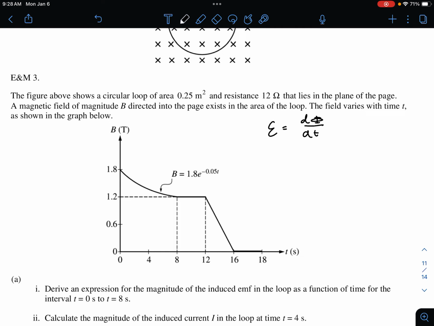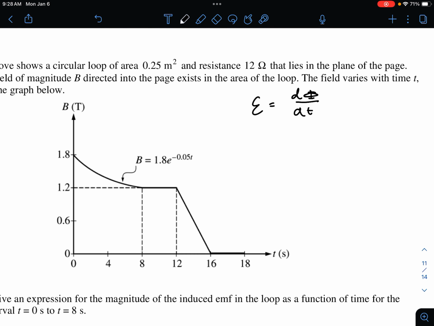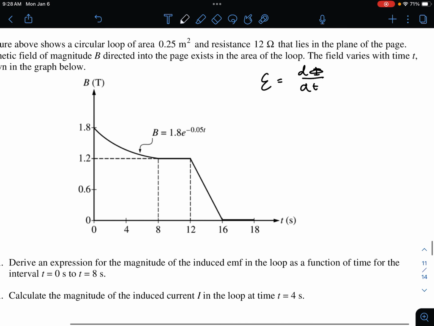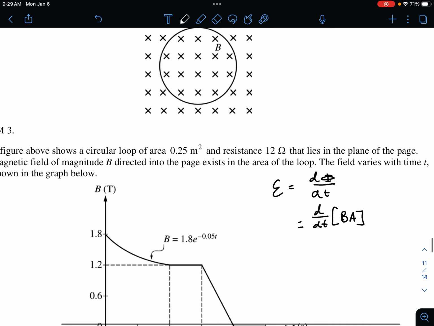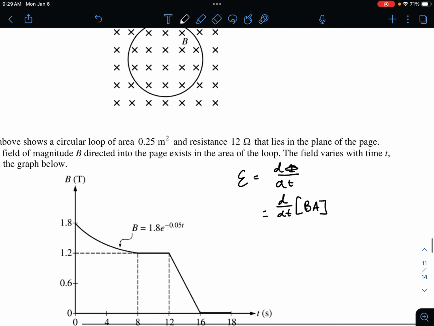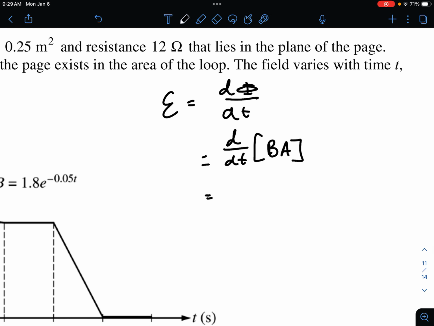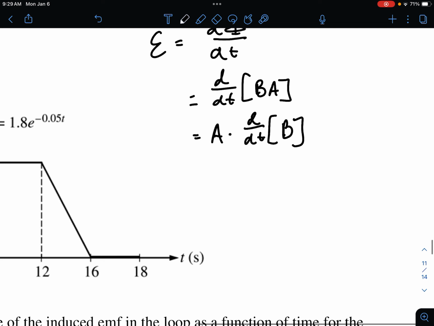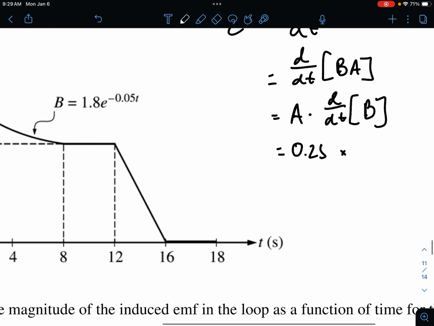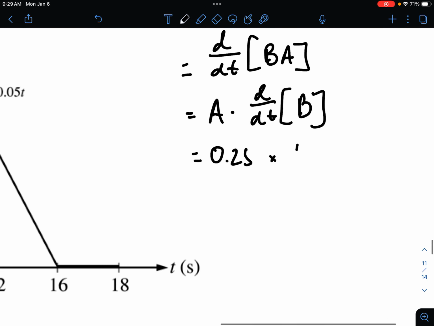With respect to time. I think I was trying to confuse change in flux and change in time, and I just combined them. So the derivative of flux is the change in flux per time. If I take the derivative, I'm really taking the derivative of BA, the product, and no cosine theta because the area vector and field are parallel. I can pull A out because that's a constant. Otherwise, I would need to do product rule. A times the derivative of B. So 0.25 multiplied by dB/dt, which is just that function they gave us.